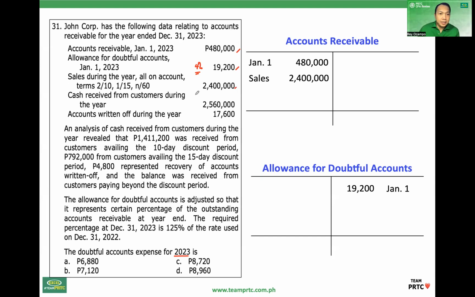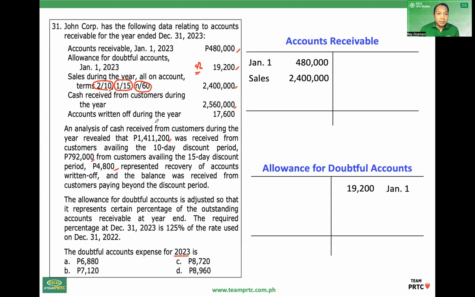Next, cash received from customers during the year, 2,560,000. Now, binigay yung details nitong 2,560,000. So, meron dyan collected within 10 days, 2% discount if collected within 10 days. Itong 792,000 collected within 15 days, so merong 1% discount. Also included in the collections, yung recovery, previously written off, tapos na-recover. Tapos the rest, no discount, so N/60.